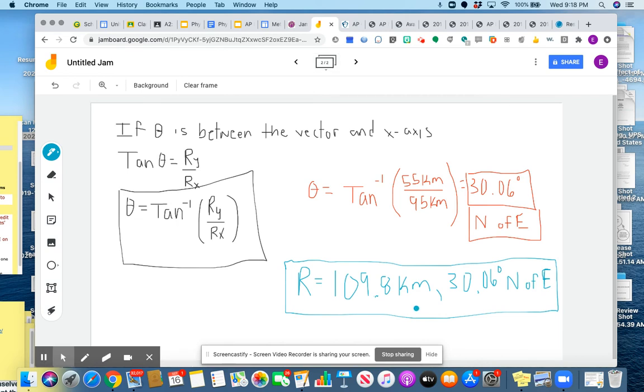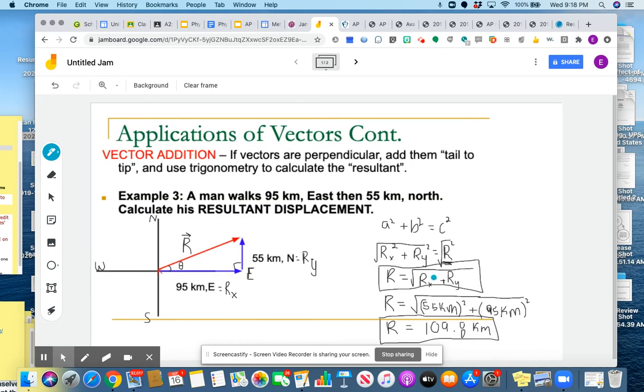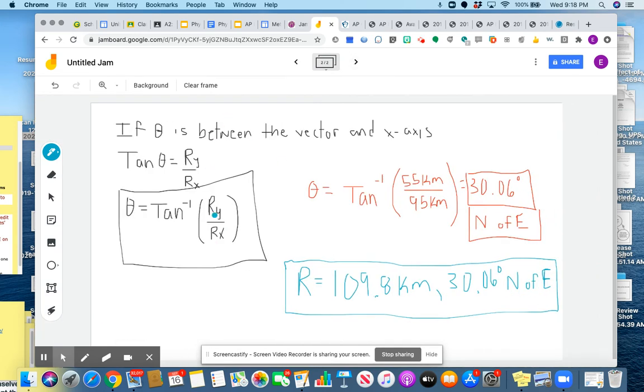So that was several steps. When we have vectors that are perpendicular to one another, we must first use Pythagorean theorem to find the magnitude of the vector. Then we use trig to find the angle between the vector and the axis. We then used cardinal directions to further label the angle. The cardinal direction in which the angle is measured against comes second in the statement, comes after the word of.